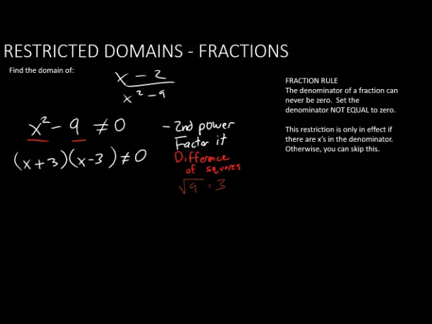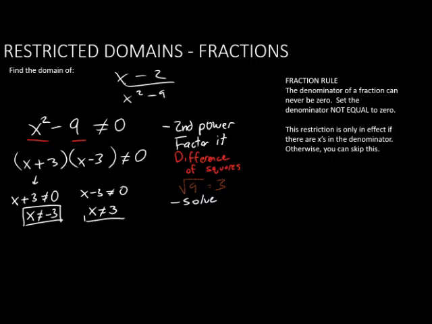Now we'll solve each piece separately. We'll say x + 3 is not equal to 0, and x - 3 is not equal to 0. If we solve the first piece, we'll subtract 3 from both sides and end up with x not equal to -3. If we do the same to the second, we'll have x not equal to positive 3 by adding 3 to both sides.